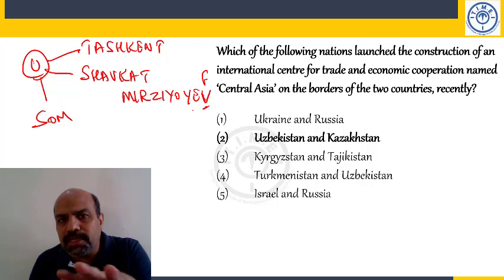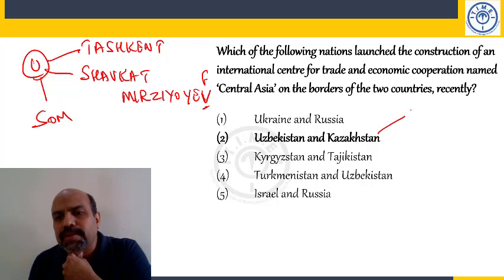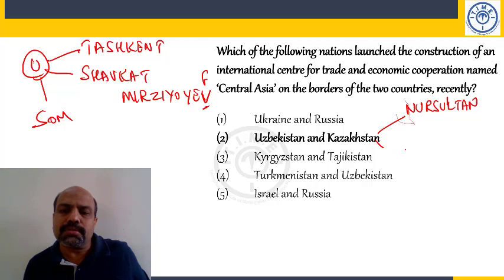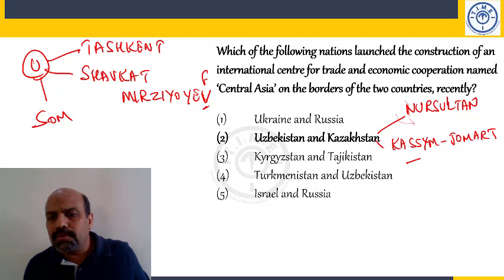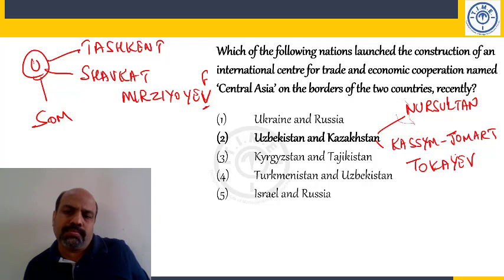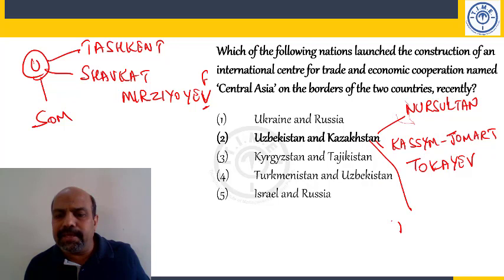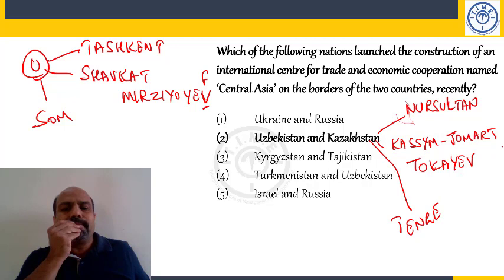Next, Kazakhstan. Kazakhstan's capital is Nur Sultan. The president is Kassym-Jomart Tokayev. And the currency is tenge.